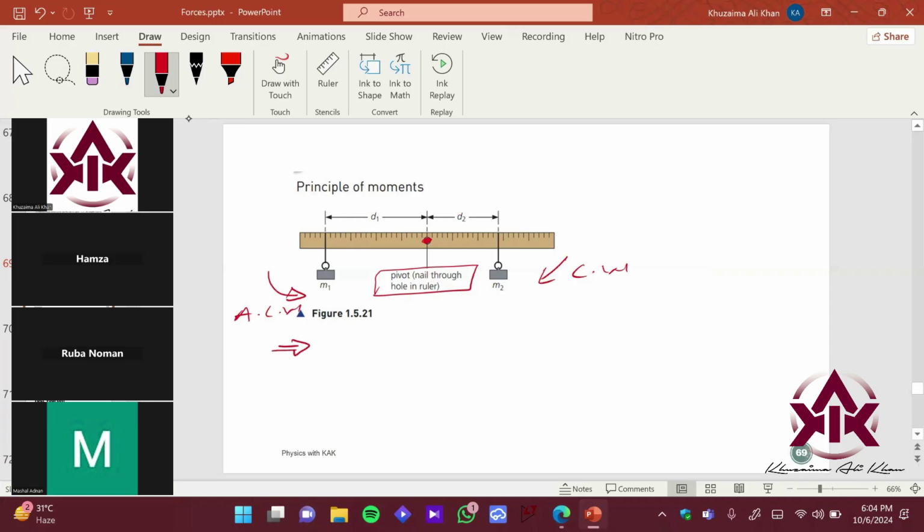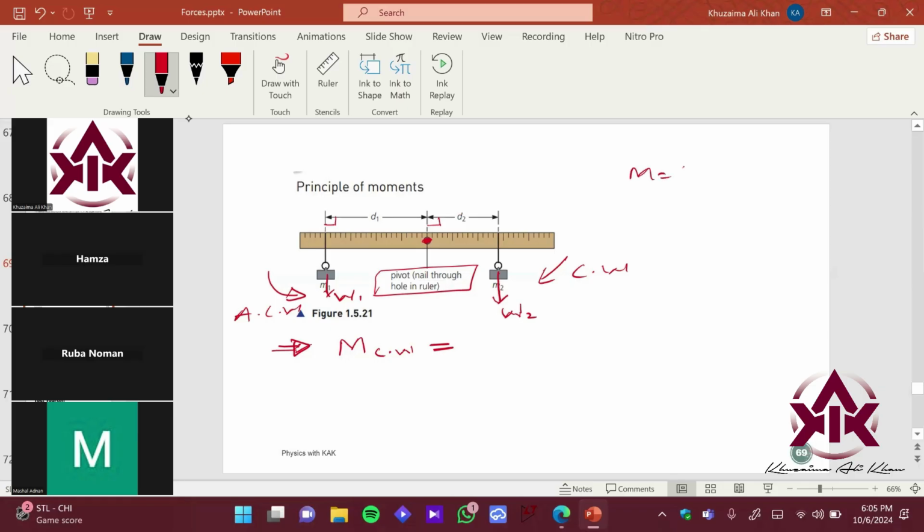Let me find the clockwise moment. I have mass 2, which has a weight, weight 2. Weight is equivalent to a force, as we have seen. Mass 1 also has a certain weight, which I'm going to call weight 1. You can see the perpendicular distance from the pivot is d1 for mass 1 and d2 for mass 2. So can anyone tell me how I find the moment in the clockwise direction?